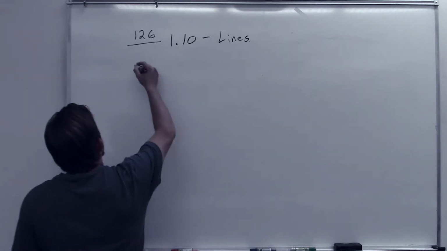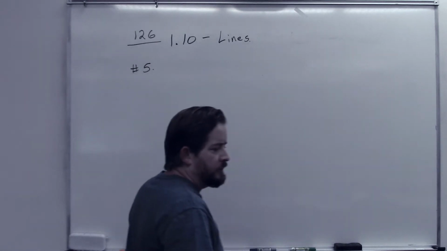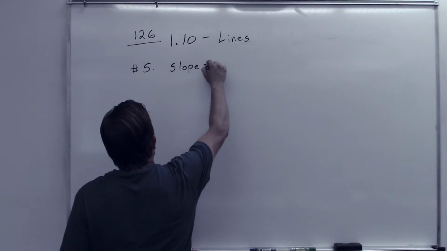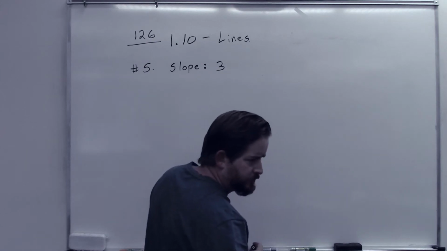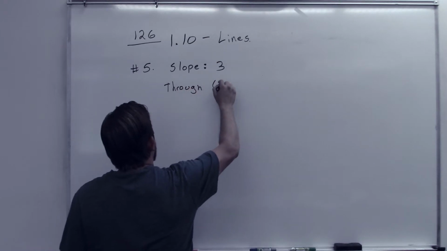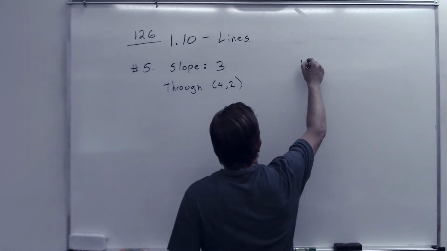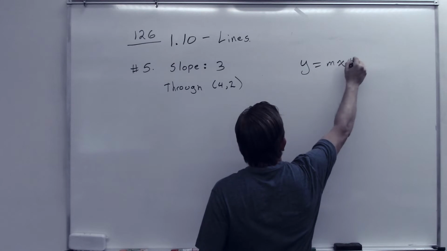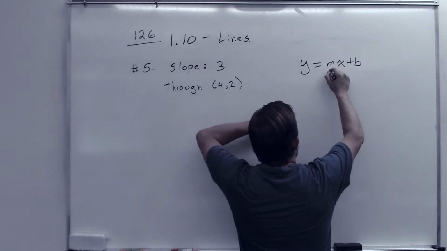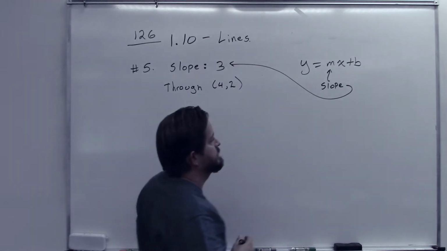Number 5 says, find the equation of the line with a slope of 3 that goes through (4, 2). Okay, and we wanted it in y = mx + b. And y = mx + b is the slope-intercept form, right? Where m is the slope, which was given to us, right?